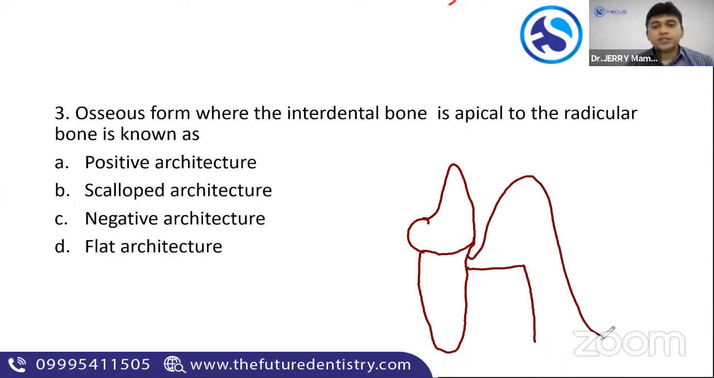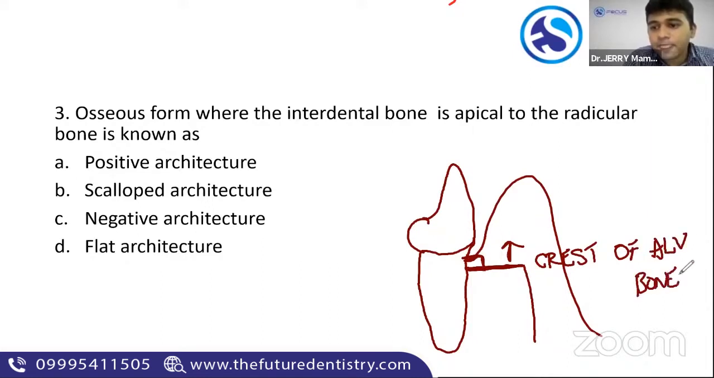Supra-bony defect. What is the significance? What are the things you have to know? First, the crest of the bone will be perpendicular to the root surface. Then the base of the pocket will always be coronal to the crest of the alveolar bone. So what all you should look for: the base of the pocket will always be coronal to the crest of the alveolar bone, and the alveolar bone will form a 90 degree angle with the root surface, flat, horizontal. Okay, I hope that is clear now.